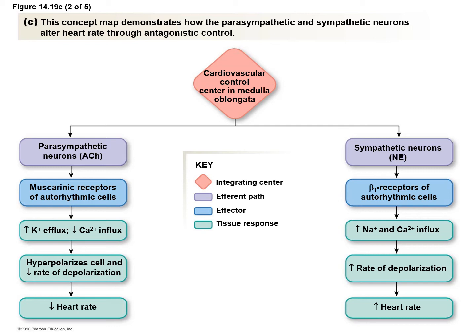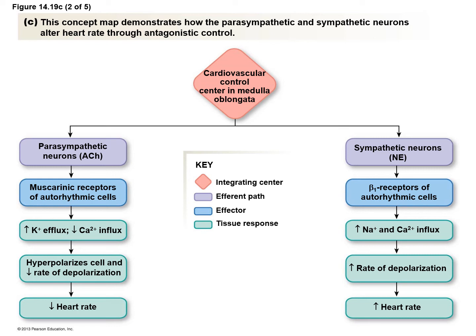The parasympathetic neurons that we just talked about are going to involve muscarinic receptors of the autorhythmic cells, and the stimulation of those causes a potassium influx and a decrease in calcium. This is going to hyperpolarize the cell and decrease the rate of depolarization, thus decreasing heart rate. So that's what we just talked about in the overall effects that we'll have.